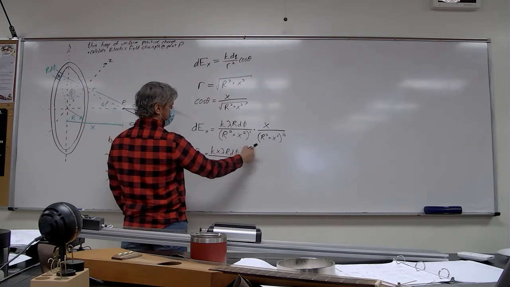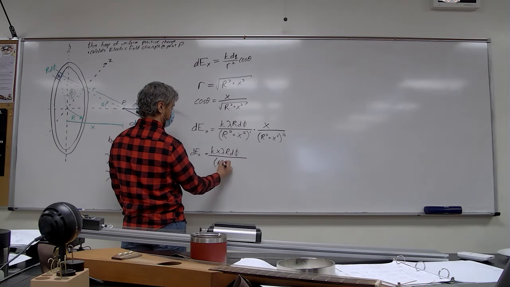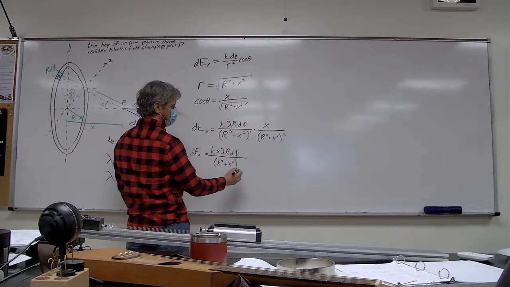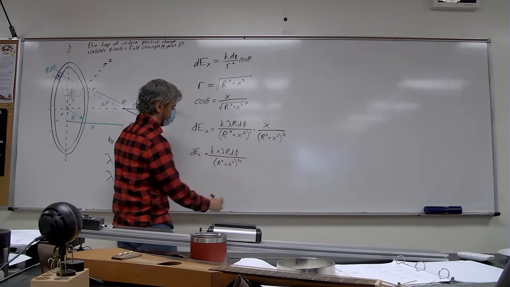And what do I get in the denominator? R squared plus big R squared plus x squared to the 3 halves power. Okay.